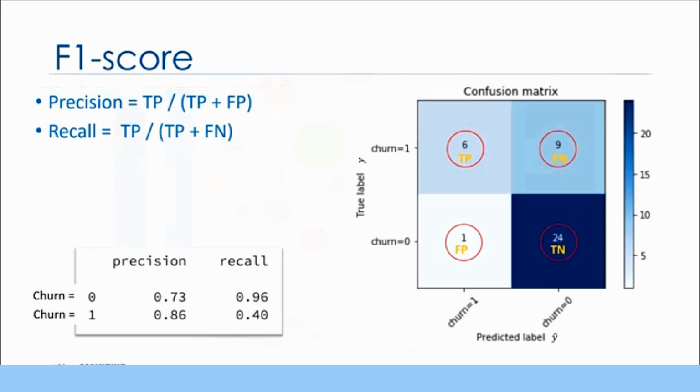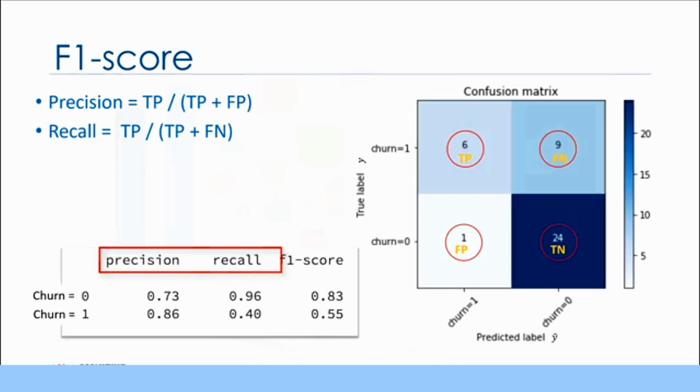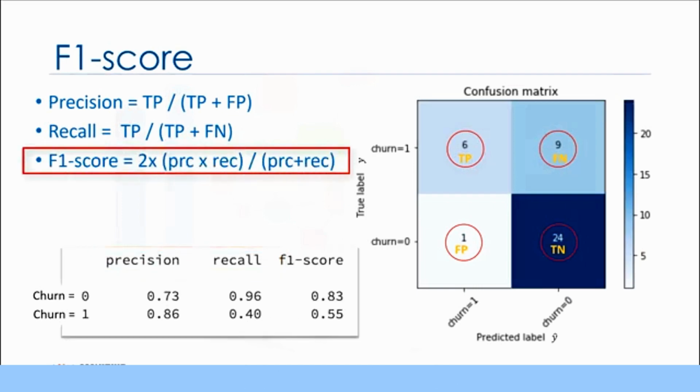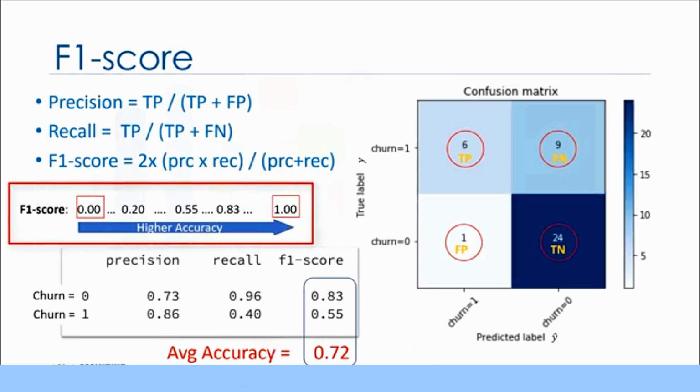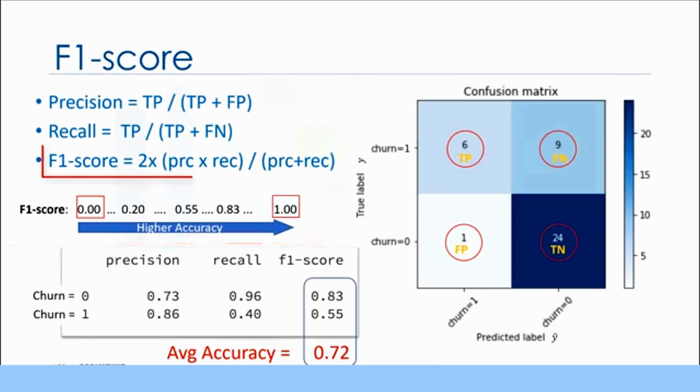Now we're in the position to calculate the F1 scores for each label, based on the precision and recall of that label. The F1 score is the harmonic average of the precision and recall, where an F1 score reaches its best value at 1, which represents perfect precision and recall, and its worst at 0. It is a good way to show that a classifier has a good value for both recall and precision. It is defined using the F1 score equation. For example, the F1 score for class 0, i.e. churn equals 0, is 0.83. And the F1 score for class 1, i.e. churn equals 1, is 0.55.